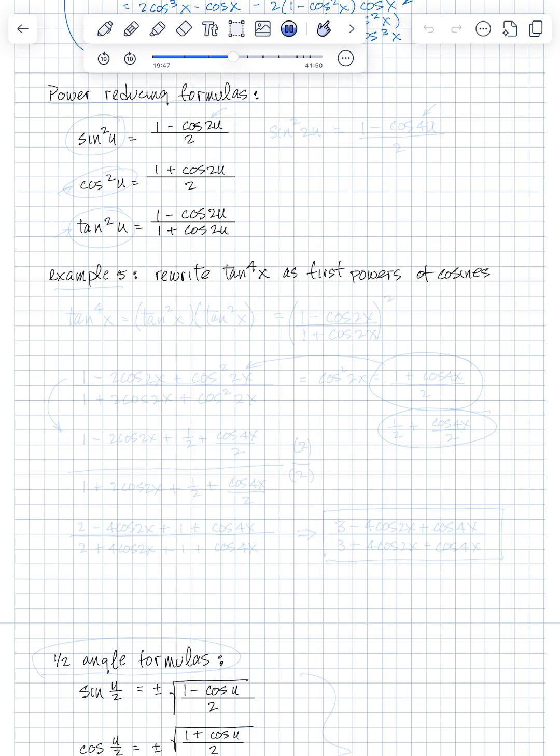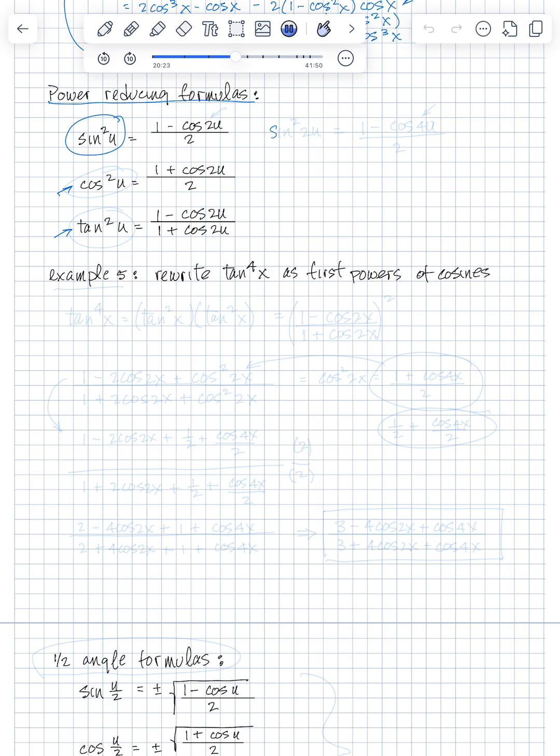Okay, now we got some power reducing formulas. So, for example, here's sine squared u. We know it's equal to 1 minus cosine squared u, but here's another formula for it, and it's called a power reducing formula. Sine squared u is equal to 1 minus cosine 2u over 2. And then here's cosine squared u, and here's a tangent squared u.